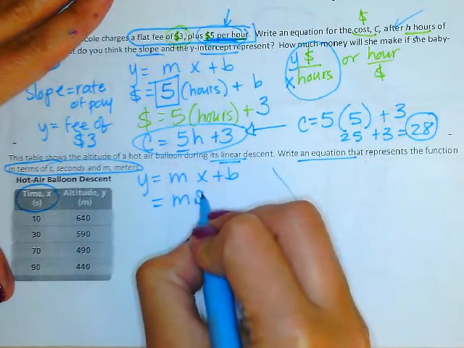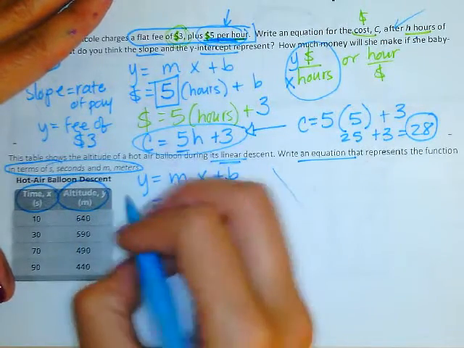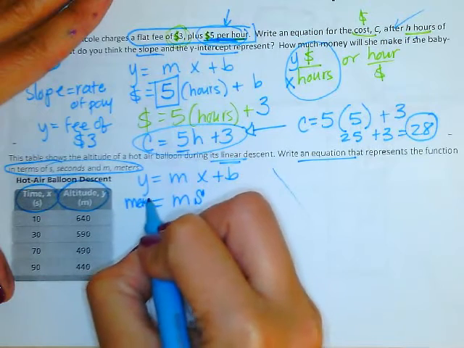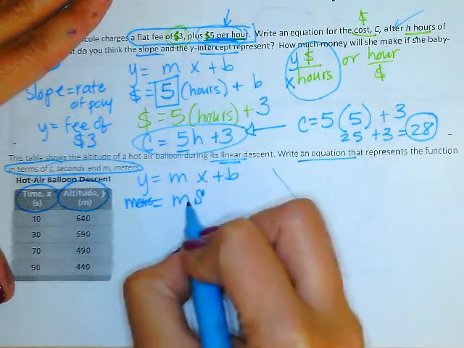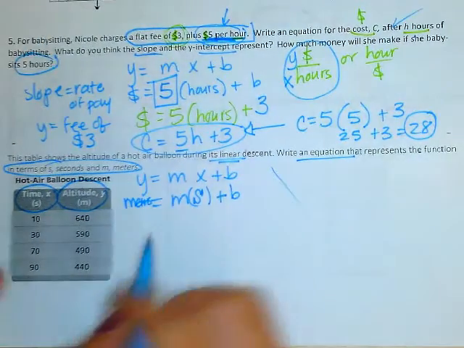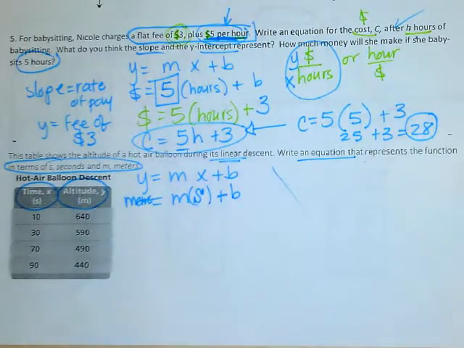So m times s for seconds. And they tell us that y is meters. So the altitude. So meters equals m, the slope, times the seconds plus b. Okay? Now we need to find out what all of this is, starting with the slope.